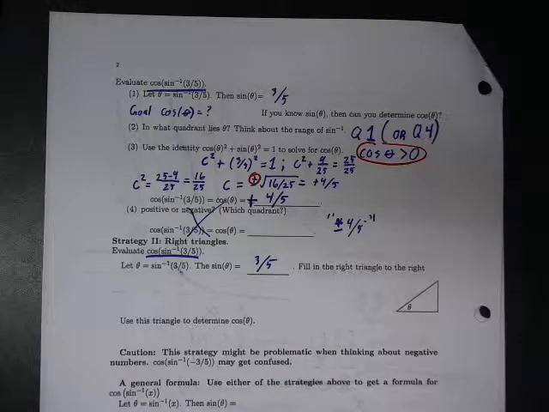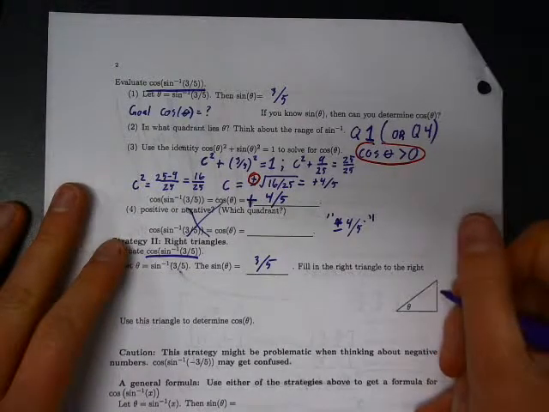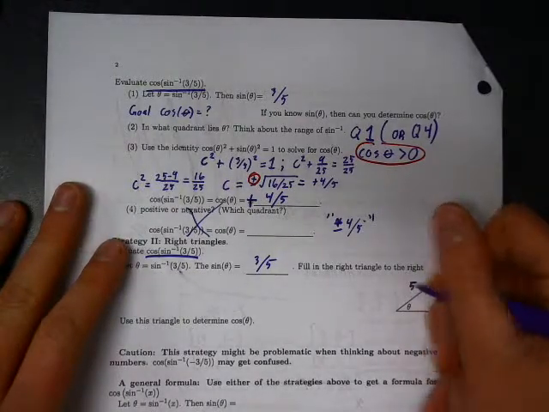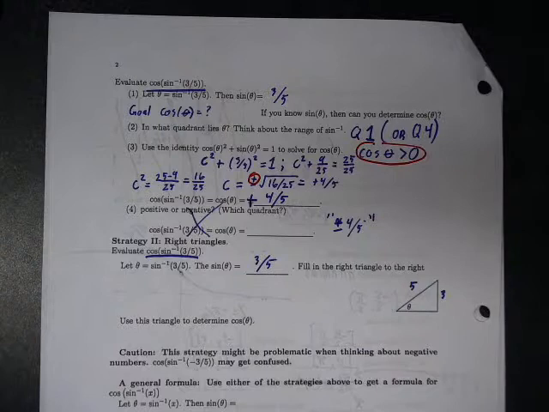So if sine is 3/5, then you can draw a right triangle, and you know that opposite over hypotenuse should be 3/5. And these things are scale independent. So opposite will be 3, hypotenuse will be 5.